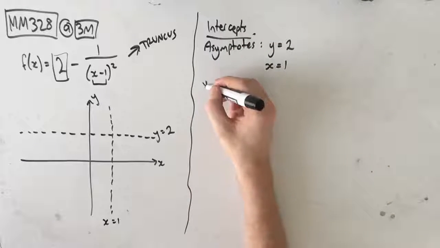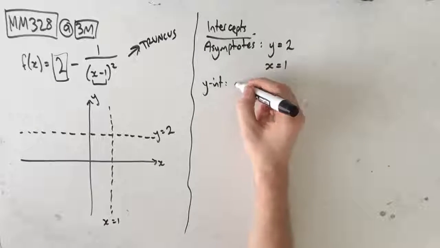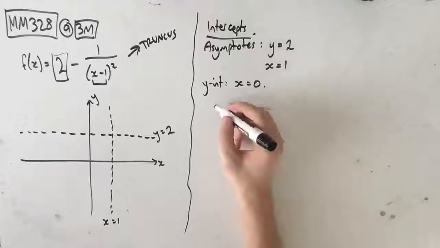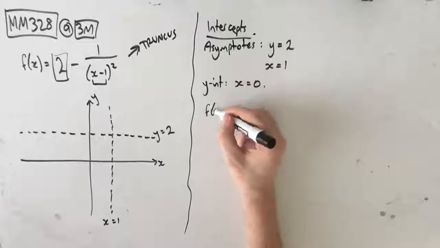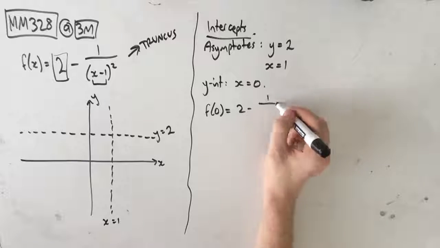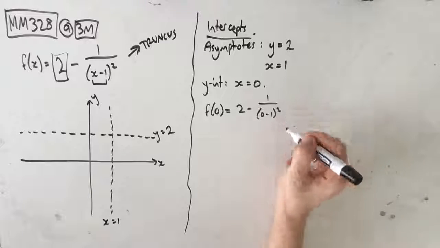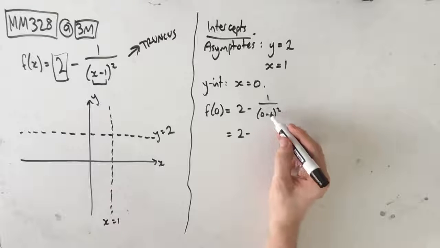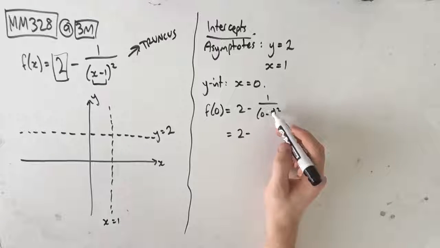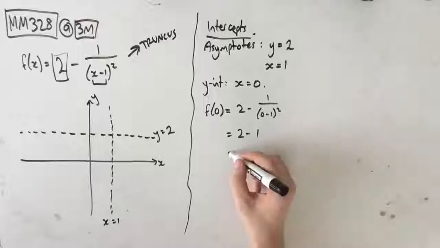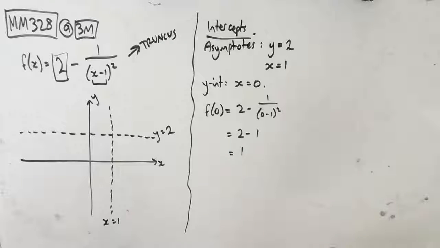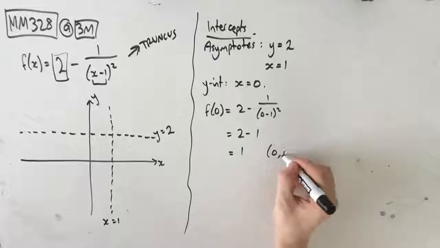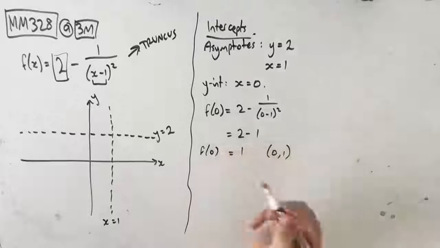Intercepts. So let's start with our y-intercept, where x equals 0. So f of 0 is equal to 2 minus 1 over 0 minus 1 squared. So 2 take away, 0 minus 1 is negative 1. Negative 1 squared is just 1, so 1 over 1 is 1, which means we get 1. Awesome. So our y-intercept is 0, 1.